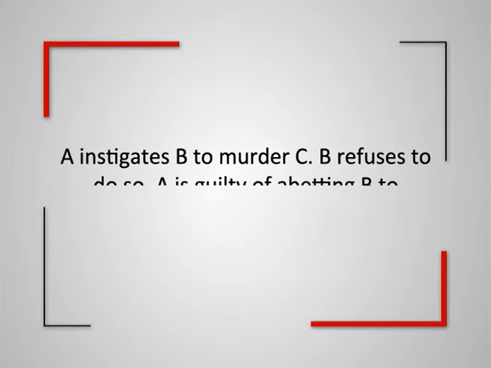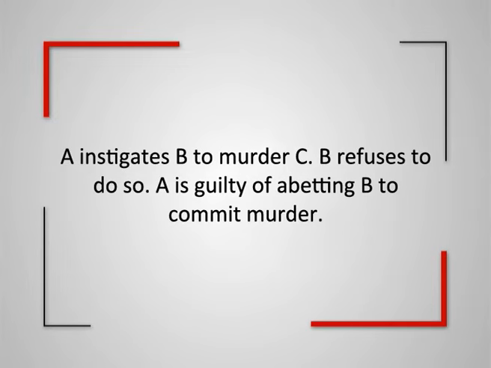To constitute the offence of abetment, it is not necessary that the act abetted should be committed or that the effect requisite to constitute an offence should be caused. A instigates B to murder C. B refuses to do so. A is guilty of abetting B to commit murder. A instigates B to murder D. B, in pursuance of the instigation, stabs D. D recovers from the wound. A is guilty of instigating B to commit murder.